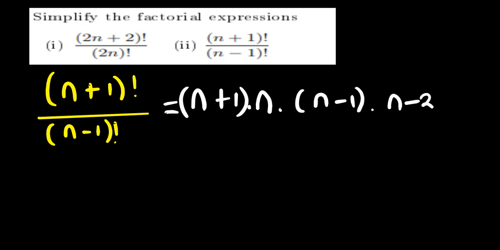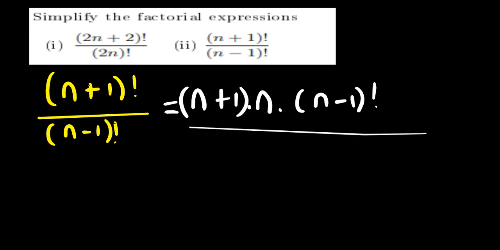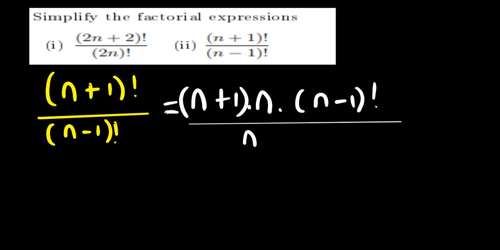But I'm going to end at n minus 1. Why? Because there's an n minus 1 factorial down. So I'm going to end at n minus 1 factorial. This will be over n minus 1 factorial down.